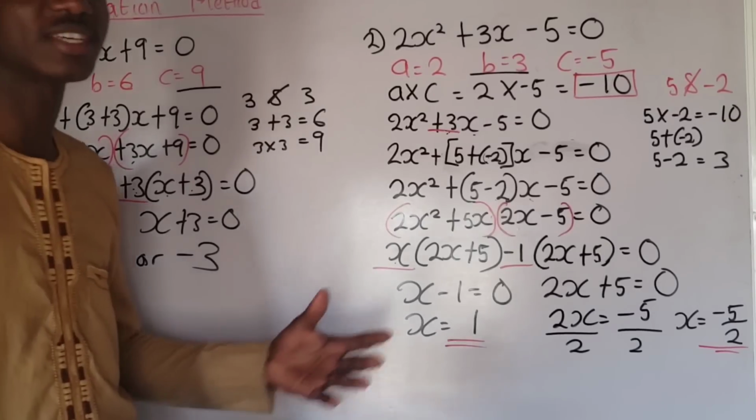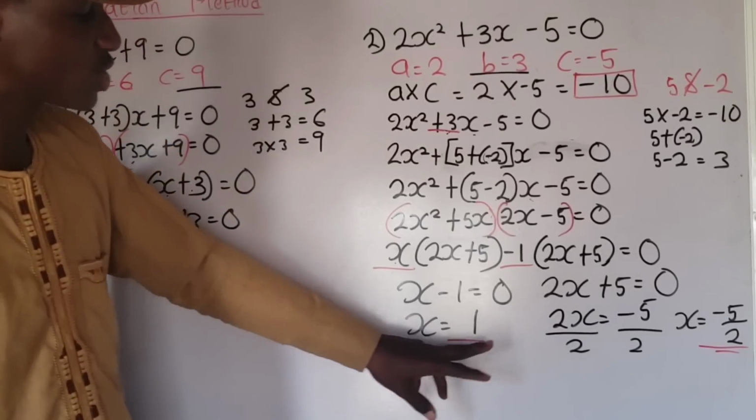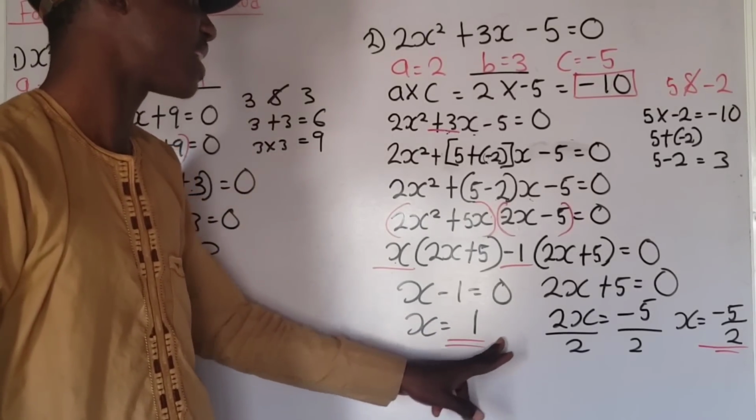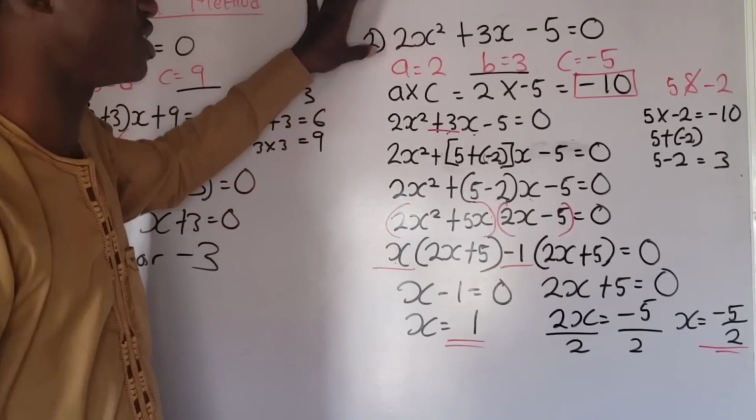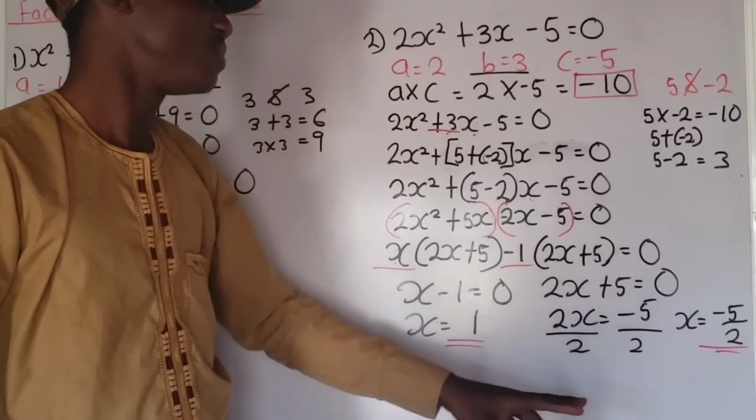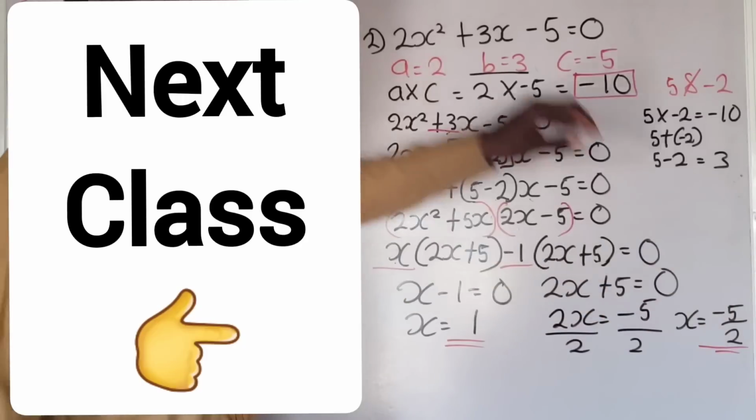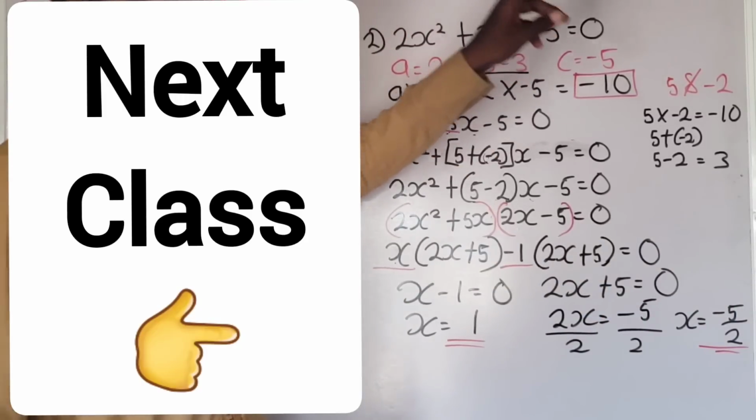Now, to check maybe your answers is correct, try substituting the x as 1 in this quadratic equation. You must have 0. If you substitute x as negative 5 over 2 in this quadratic equation, you are still going to get 0. You understand?